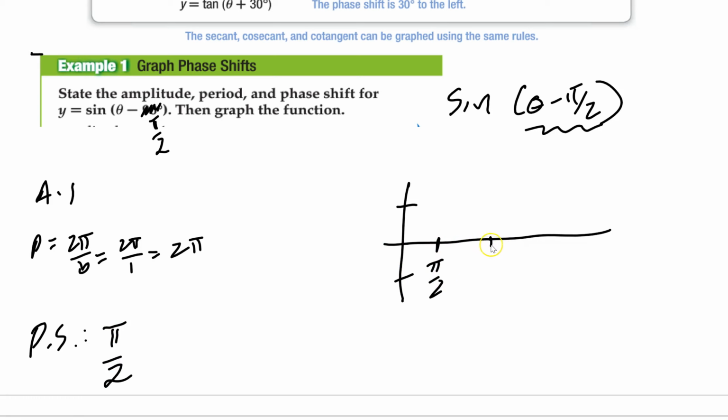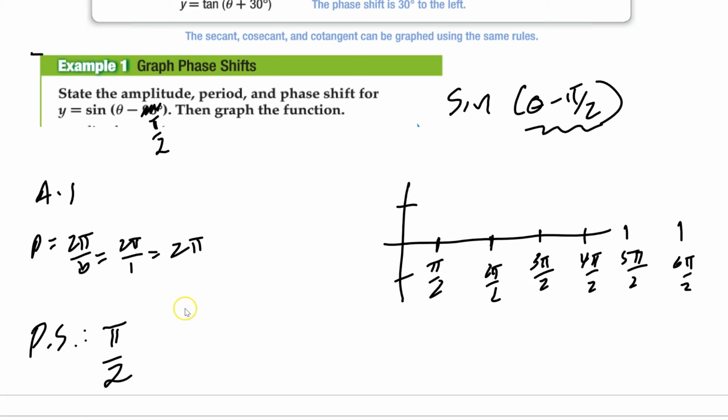Then let's count by pi over 2. So another pi over 2 would be 2 pi over 2, also known as pi. Another pi over 2 would be 3 pi over 2. Another would be 4 pi over 2. Go to 5 pi over 2. Then 6 pi over 2. Basically, whatever you're moving it, keep that as the basis for what you're doing.